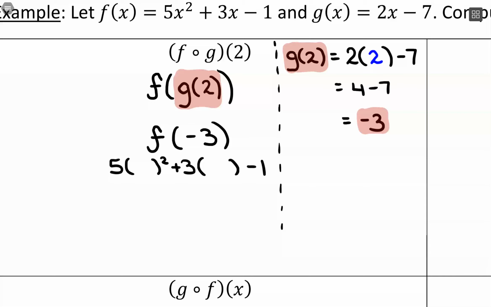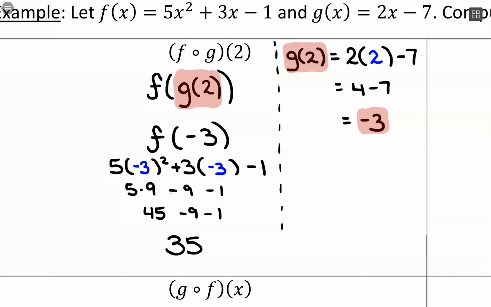So what we're going to do is our input is negative 3, so I'm going to plug in negative 3, plug in negative 3. So this is the same thing as 5 times negative 3 squared, which would be a positive 9. Positive 3 times a negative 3 is a negative 9, and then minus 1. This is the same thing as 45 minus 9 minus 1. Should we plug that into a calculator, simplify it down, should end up with 35.